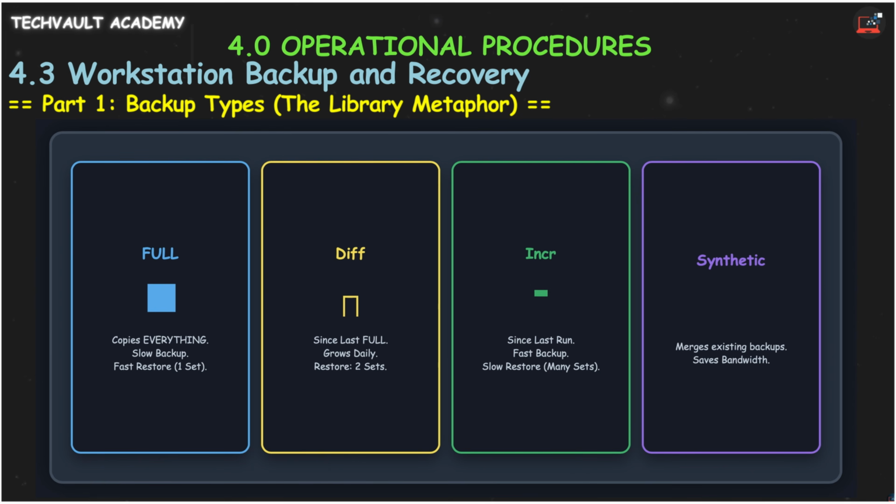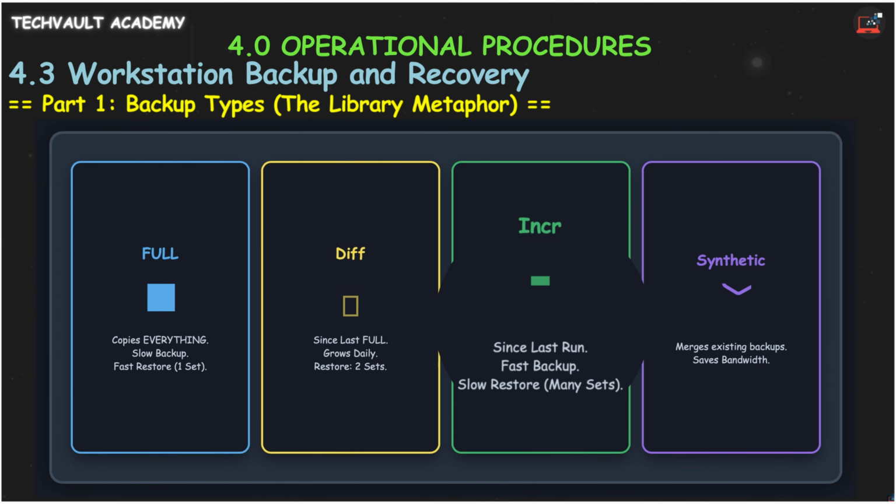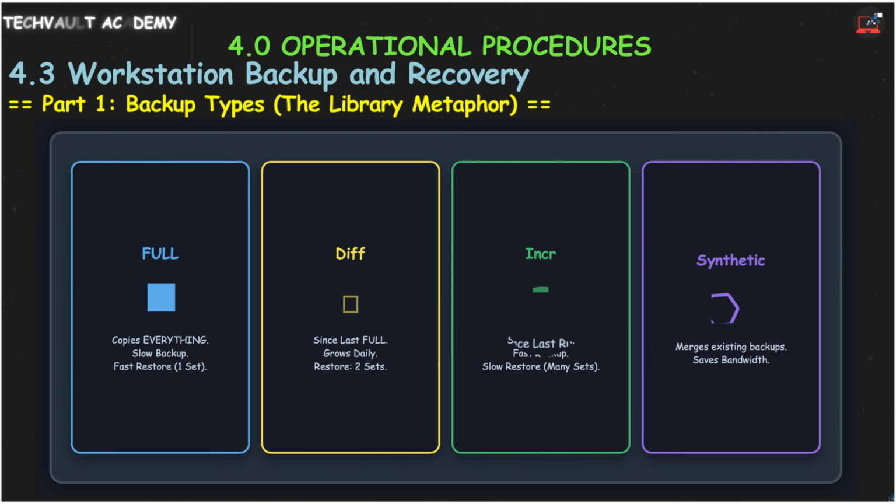Then we have the incremental backup. Again, day 1 is a full backup, but on subsequent days, you only back up the tiny changes made since the last backup run. This makes daily backups extremely fast, but restoration is slow and complex because you need the full backup plus every single daily increment in order.